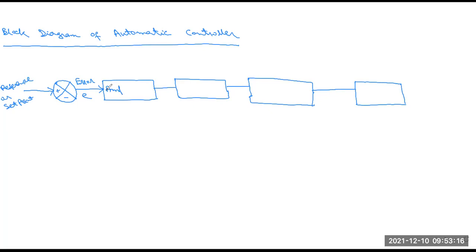E. This is the amplifier first, then controller, then this is the final control element, then process or plant. Here we have one sensor present, so this is called the sensor, this one, then the output from here.